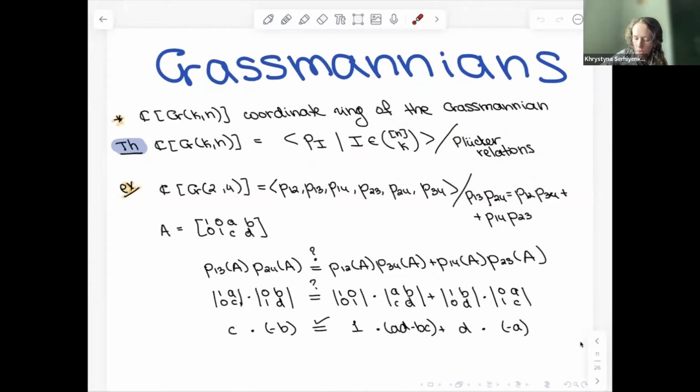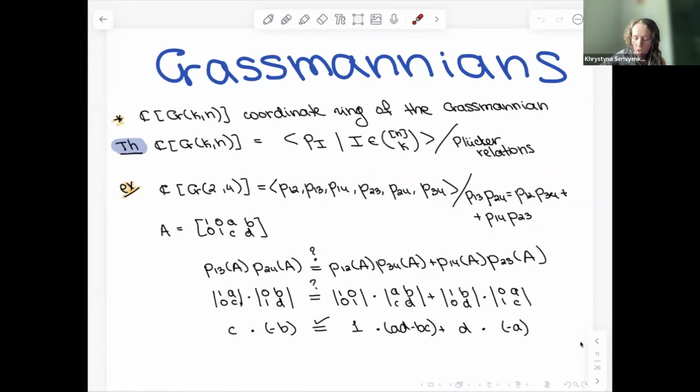For example, if you take the simplest non-trivial example, the Grassmannian of two planes in a four-dimensional space, then the coordinate ring is generated by these Plucker coordinates p12, p13, p14, p23, p24, and p34. So these are all the two-element subsets of 1 through 4. And in this case, there's just a single Plucker relation, a three-term Plucker relation.